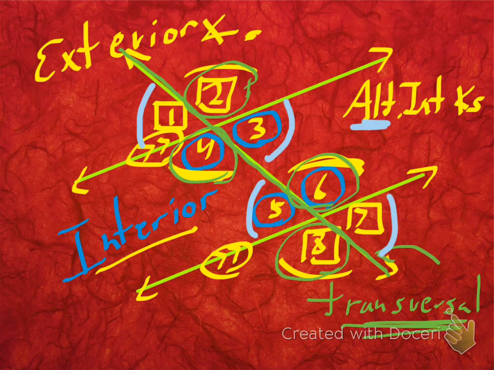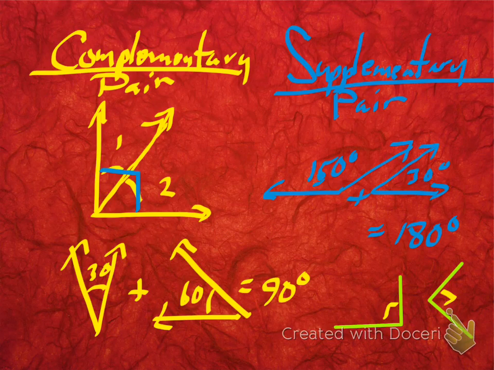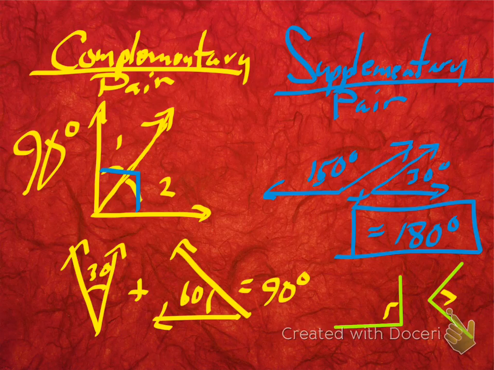Interior angles, exterior angles, transversal, complementary, and supplementary. Those are the terms you need to know. So complementary, one more time, let's just review these. Complementary means the angles add up to 90 degrees. Supplementary means any two angles that add up to 180 degrees. Okay, complementary 90, supplementary 180.